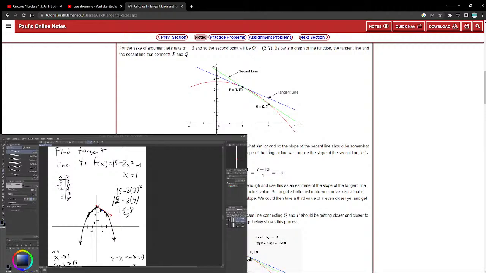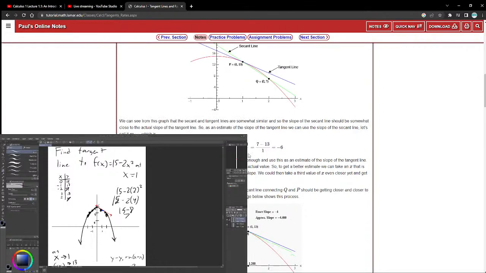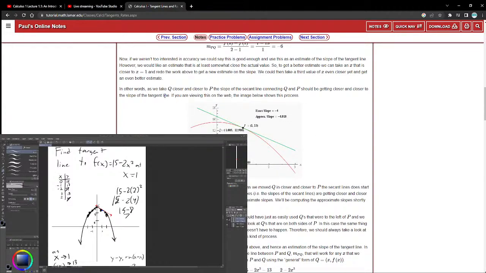Alright, that's a terrible estimate though. Now if we weren't too interested in accuracy, we could say this is good enough and use this as an estimate of the slope of the tangent line. However, we like to estimate that it is at least somewhat close to the actual value. So to get a better estimate, we can take an x that is closer to x equals 1 and redo the work above to get an estimate on the slope. We could take a third value of x even closer and get an even better estimate.